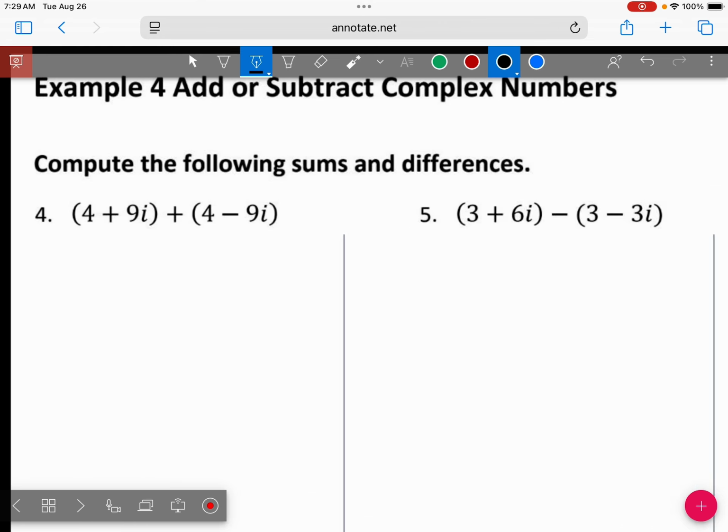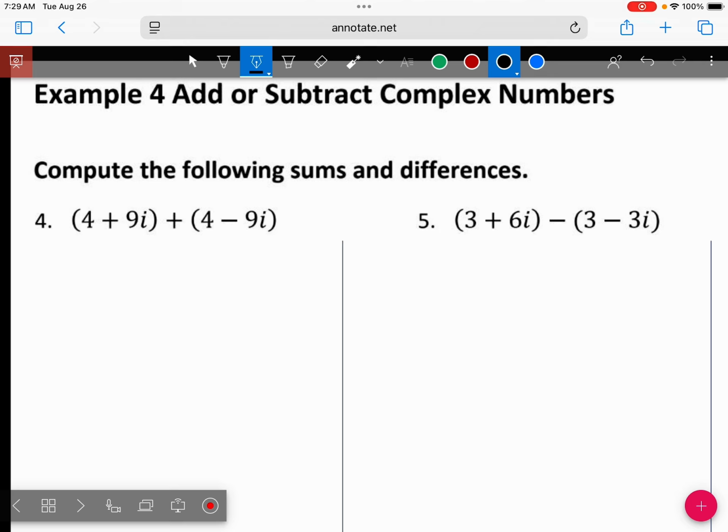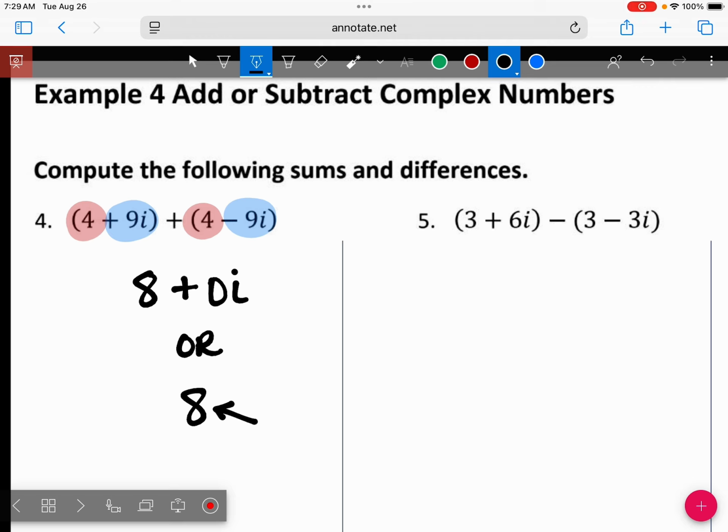Number 4 is addition. So do I need to do a sign change? Nope, just combine your like terms. So 4 plus 4 and 9 minus 9. So your answer can be written as 8 plus 0i, or you could really just say 8. So when we added those together, we ended up with just a real number. It had no imaginary. So it's just a real number.